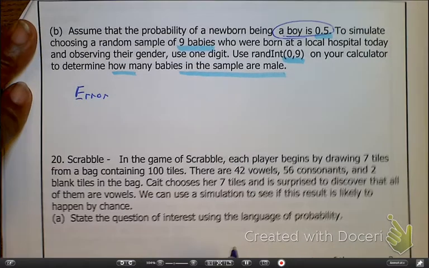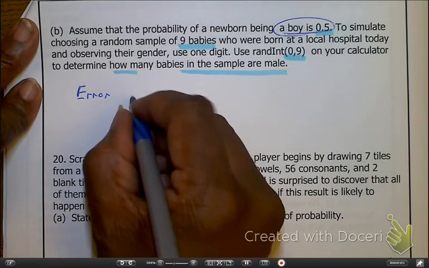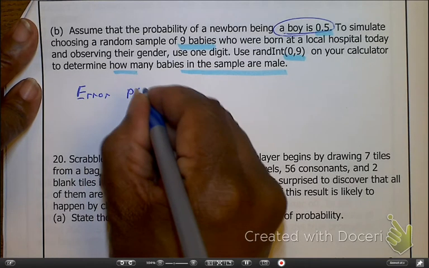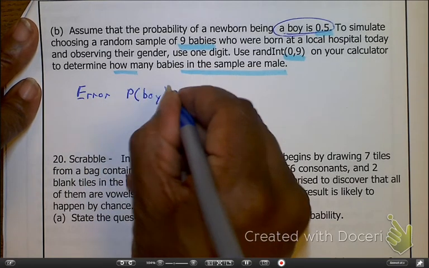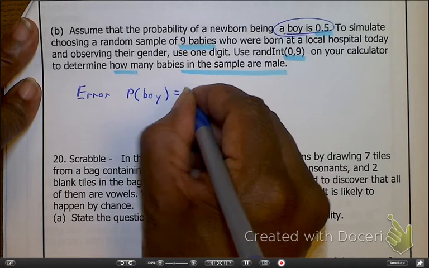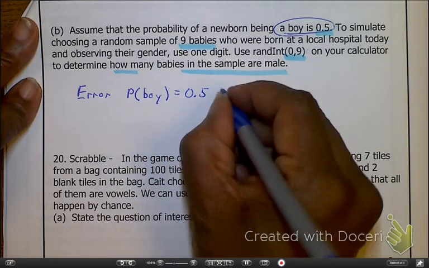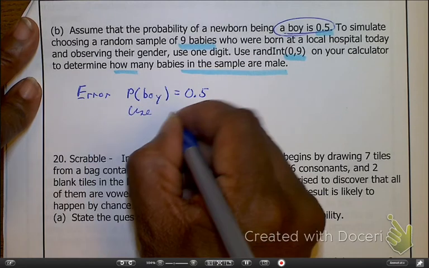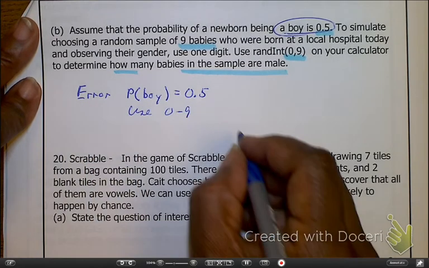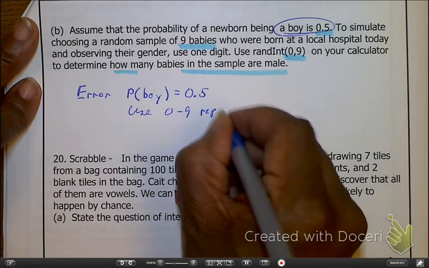As I look at this error, they're saying that the probability of a boy is equal to the number 0. Well, first of all, it is equal to 50%. And then we're going to use 0 through 9 to represent.